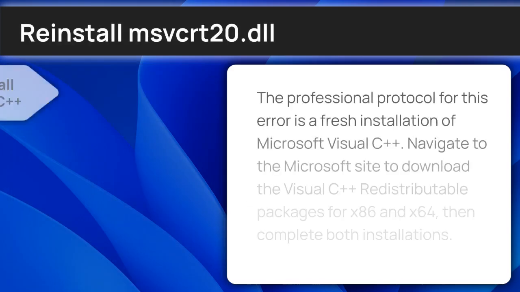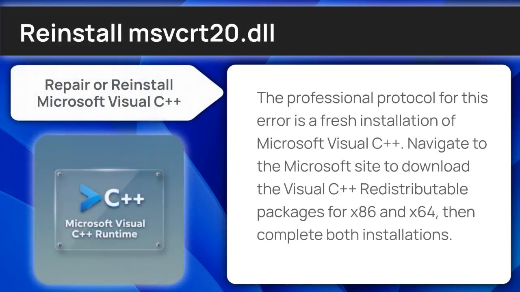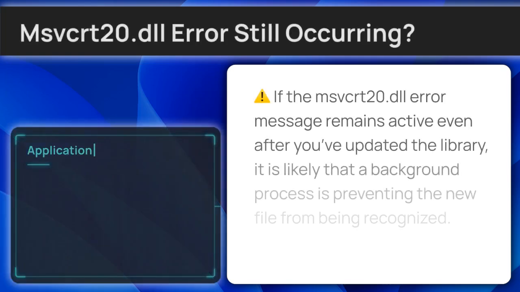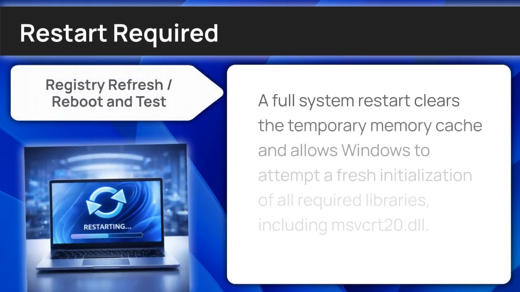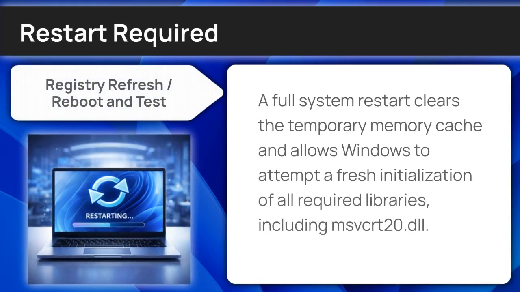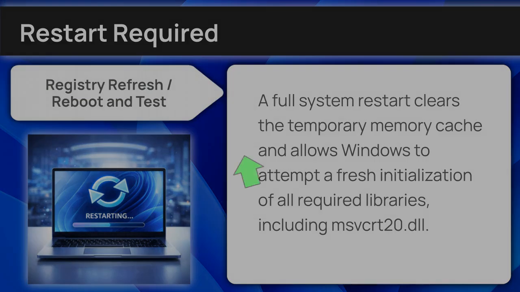The professional protocol for this error is a fresh installation of Microsoft Visual C++. Navigate to the Microsoft site to download the Visual C++ Redistributable packages for x86 and x64, then complete both installations. In cases where the official installer remains ineffective, we must escalate to a manual review of your system's active runtime state. A system reboot is a reliable way to clear away zombie processes that might be interfering with Microsoft Visual C++ Runtime 20. It's a low-impact step that ensures your operating system is starting with a synchronized environment.